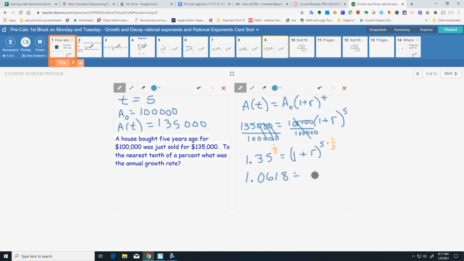equals 1 plus r. Subtract 1 from both sides. And I got 0.0618. Well, I want that as a percentage, so I'm going to move it 2 decimal places. And it did say to the nearest tenth, so 6.2%.